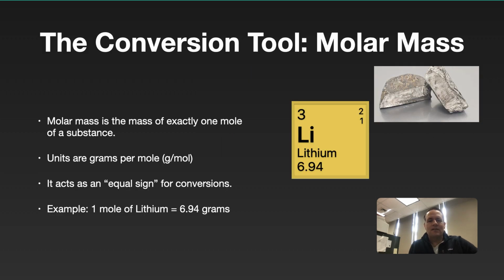To do these calculations, we need to treat the molar mass from the periodic table as an actual equivalency. For instance, if the table says lithium is 6.94, that's the bottom number on each element symbol, that means 1 mole of lithium is equal to exactly 6.94 grams. This allows us to create a fraction that we can use to cancel out the units.